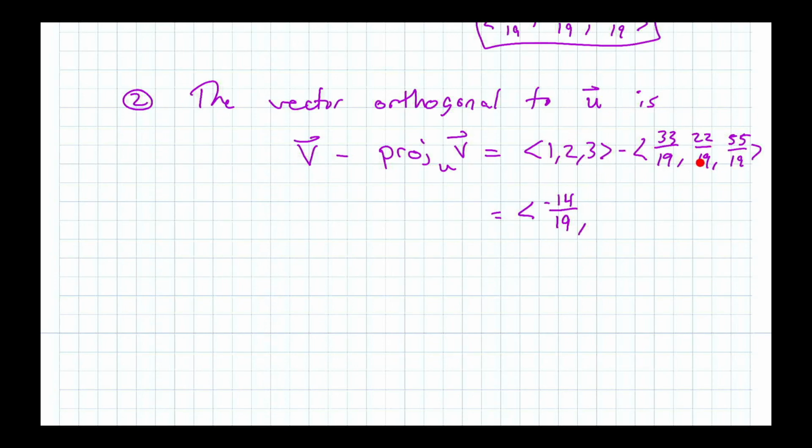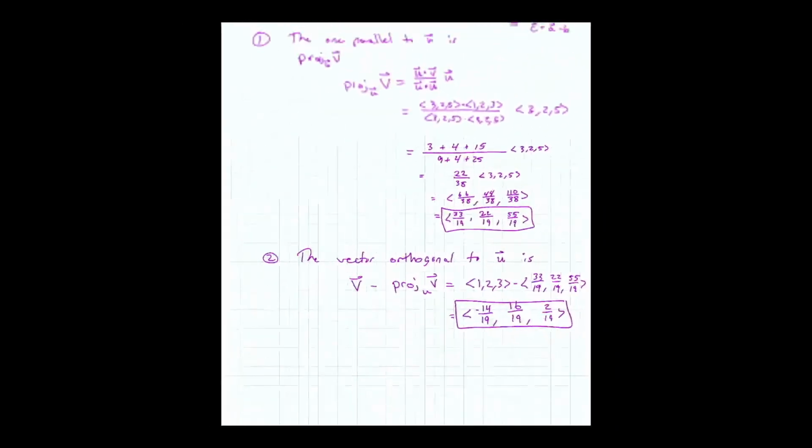2 minus 22 over 19. That's 16 over 19. And then 3 minus 55 over 19, which is 2 over 19. Like that. Okay? So that's kind of an odd problem.